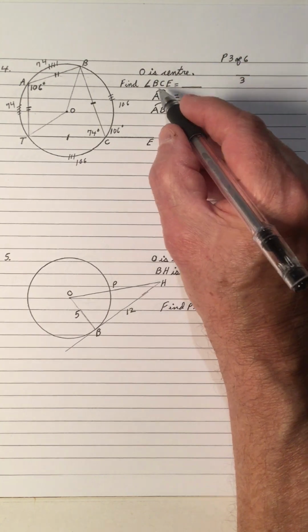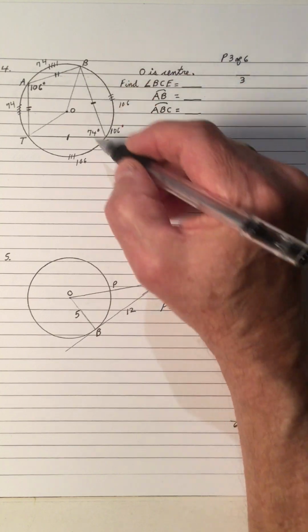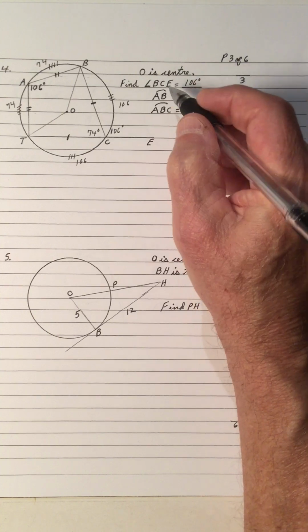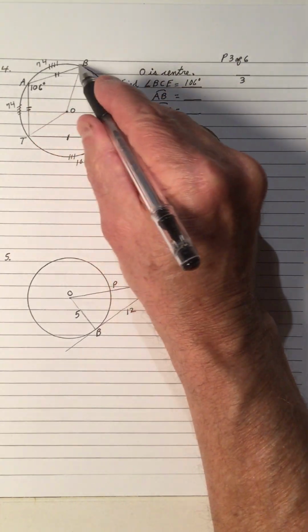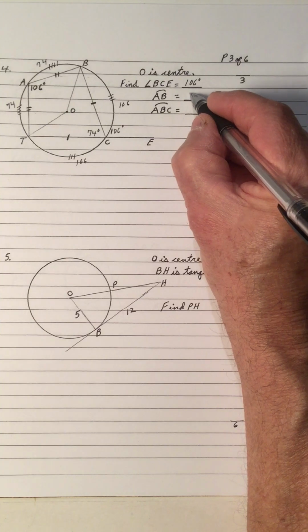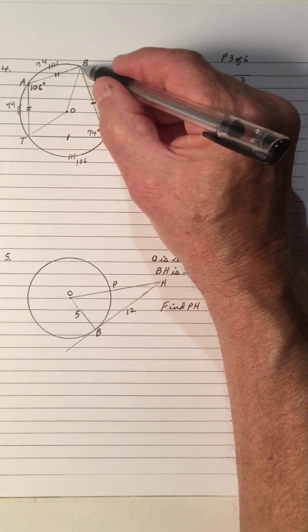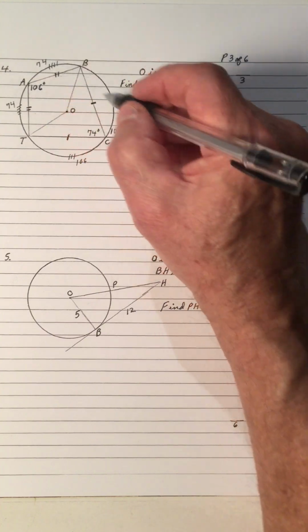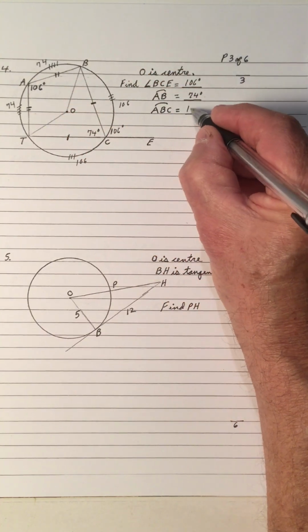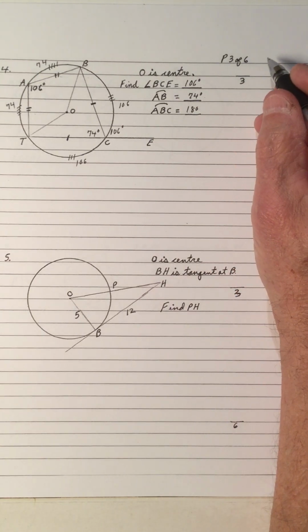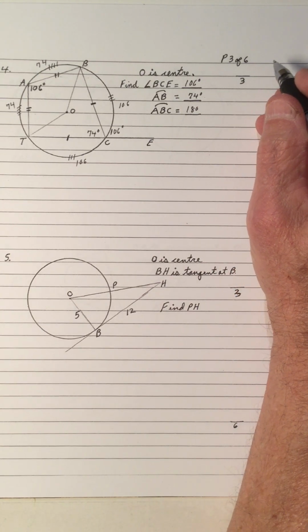Now, do we have the angle BCE, 106? Do we have the arc AB, 74? And what about the arc ABC? 74 and 106 is 180. So if you have each of these right, give yourself 3 marks.